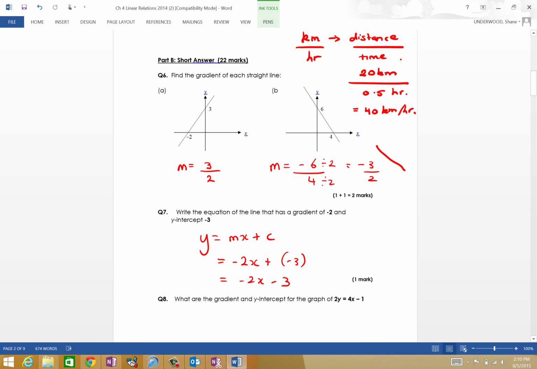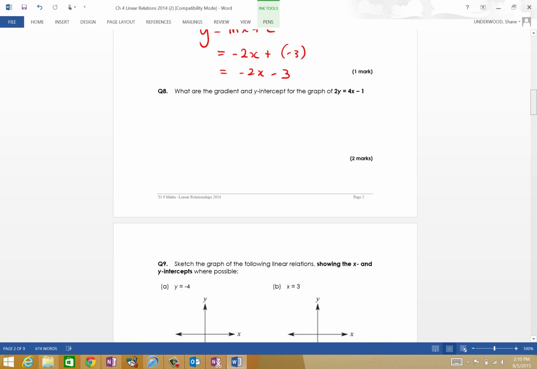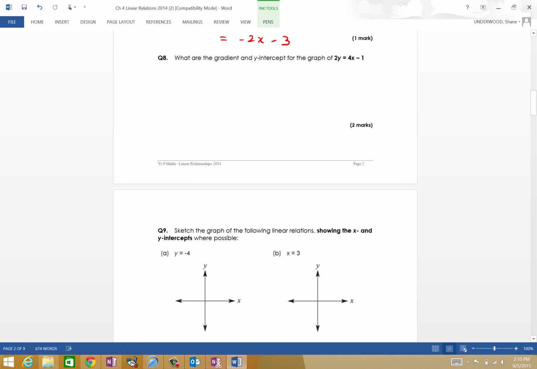All right, now what are the gradient and y-intercept of the graph of this? What do I have to do? What do you have to do, Peter, before we can tell what the gradient and the y-intercept are? You have to leave y by itself. Yep. So divide 2y by 2. Did you want to just do the working here? Alright. You can have a go. Alright, so... Explain what you're doing.